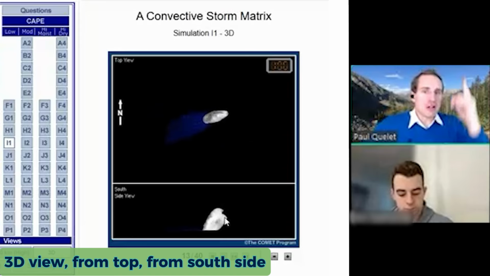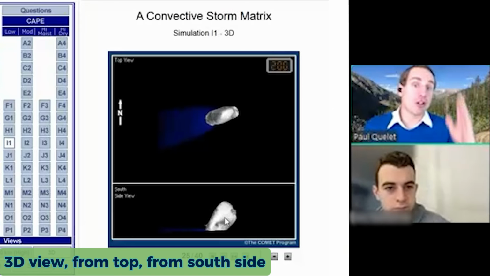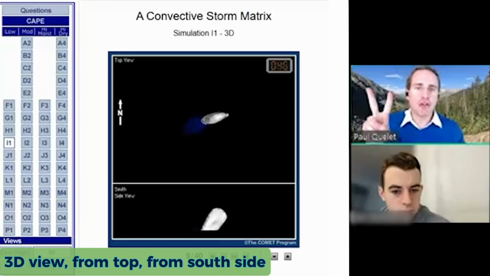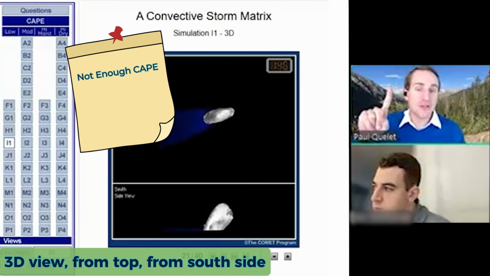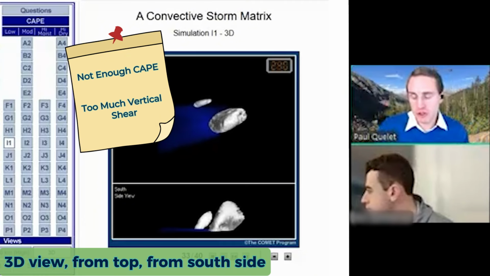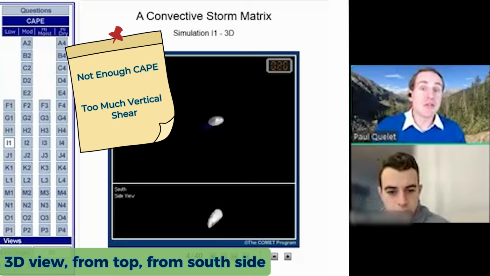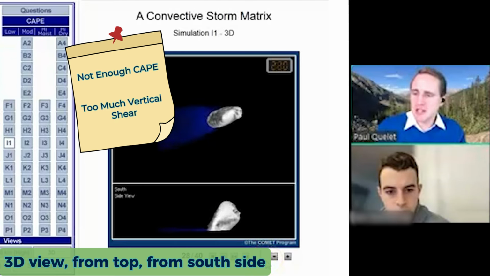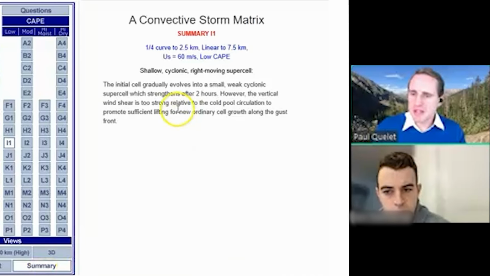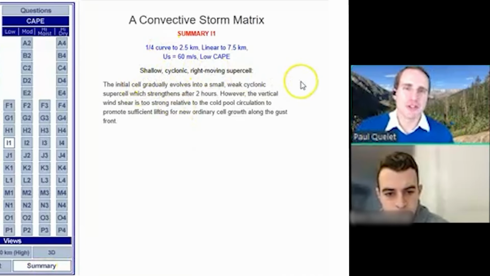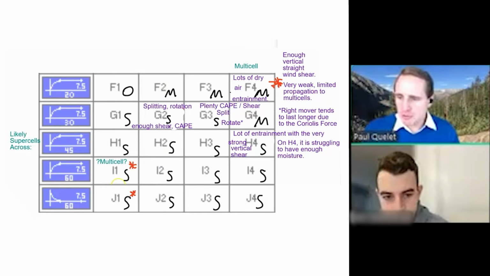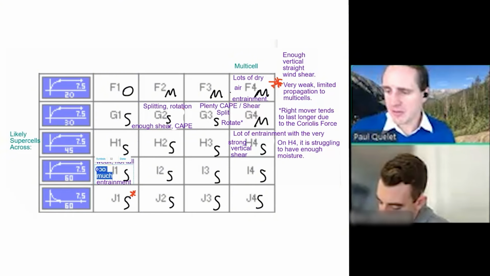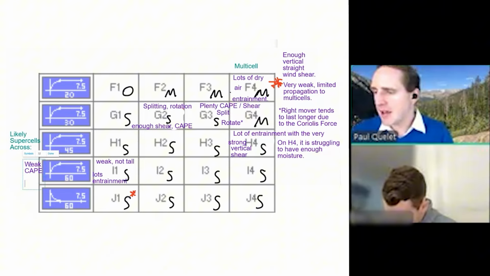So it's not a very vertically erect updraft. And the reason it's not a vertically erect updraft is because we don't have that much CAPE as well. So the two things that work against this storm would be not enough CAPE and then too much vertical shear, too much entrainment. Now it does have sufficient moisture and it does have a little bit of helicity. So it is still, I believe, a supercell. Let's look at what they said in the summary: shallow cyclonic right-moving supercell. Yeah, so I would still call this a supercell, but I'd also say that it's weak, not tall, lots of entrainment. Of course, it's weak CAPE, not a vertical updraft.